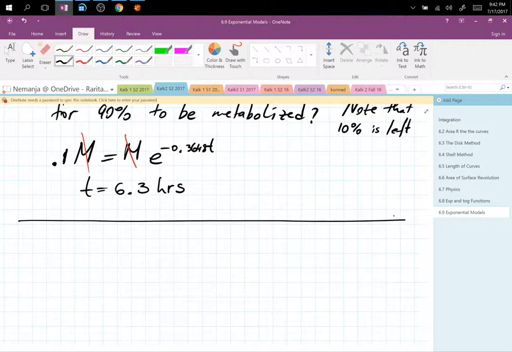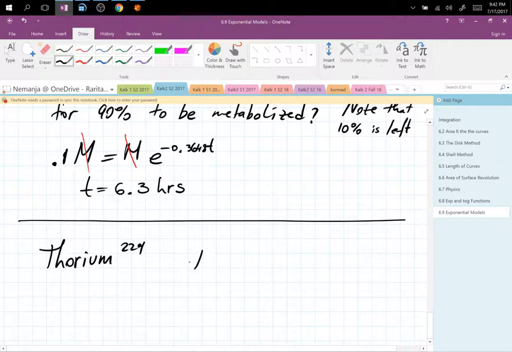It's okay. So, thorium-229 with a half-life. What's the half-life of thorium-229? I believe it's 7,340 years.